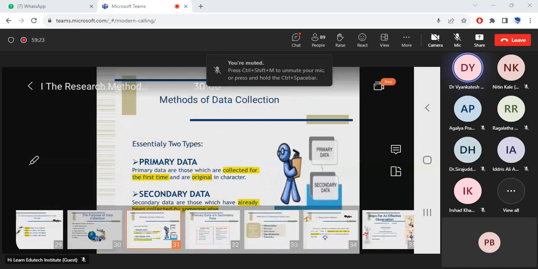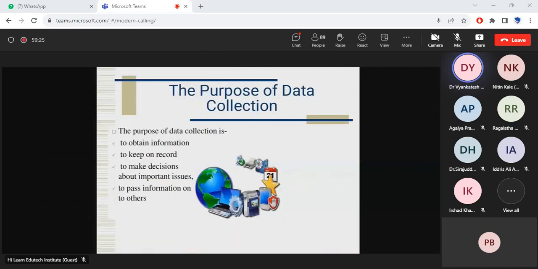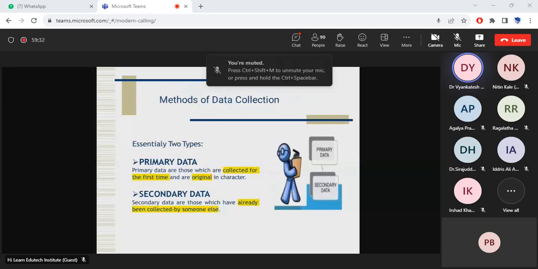Methods of data collection are essentially two: primary and secondary. Primary data is data collected for the first time and original in character. Science people can go for primary data analysis, because the data generated in a research lab is called primary data, and that data is original.